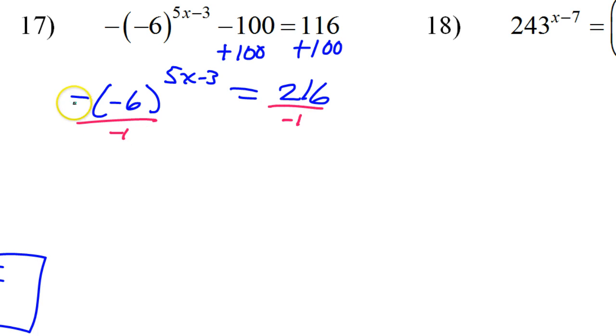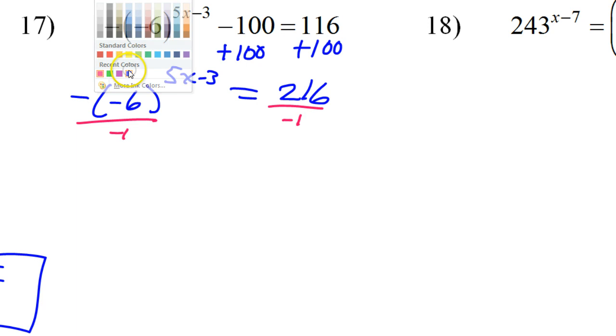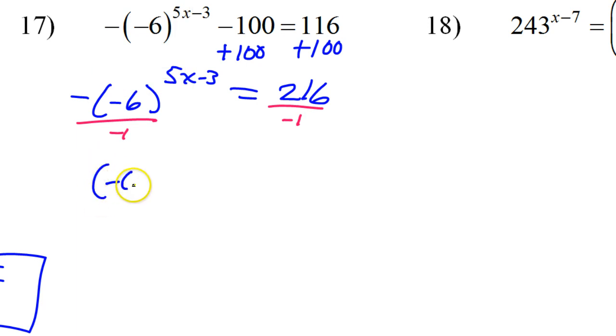Notice you can't multiply these two negatives and cancel them out right now. This negative is in parentheses. It's got an exponent on it. You can't touch it, so you divide instead. So this is going to give us negative 6 to the 5x minus 3 is equal to negative 216.